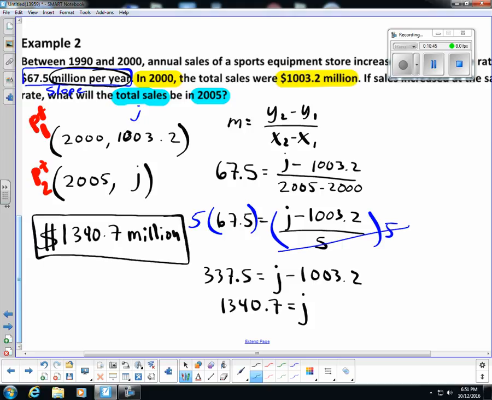Okay, a lot of stuff in that problem. First of all, how to generate your ordered pairs. Then what was our slope? What did we use for our slope? Well, we used the rate of change. And then how do I determine my x and my y coordinate? I use my units from the slope. And then how to determine what's point 1 and what's point 2. Your most recent data is always point 2. Okay, and that's example 2.